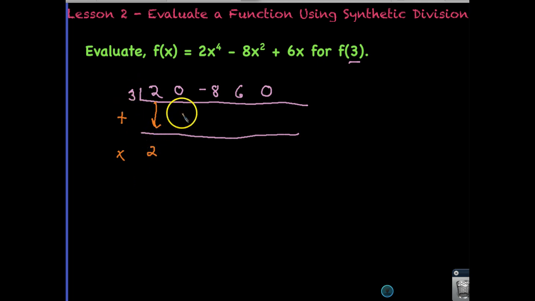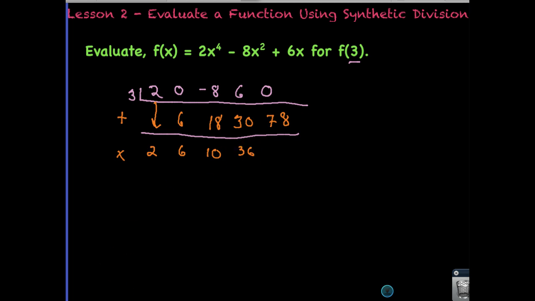3 times 2 is 6. Add down, 0 plus 6 is 6. Start over. 3 times 6 is 18. We add down, we get 10. Start over once again. 3 times 10 is 30. When we add down, we get 36. And then we can start over again. And we get 78 when we multiply 3 times 36.